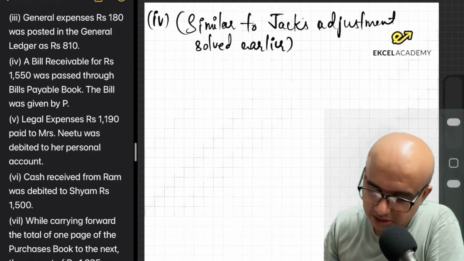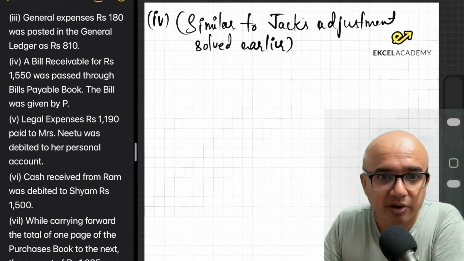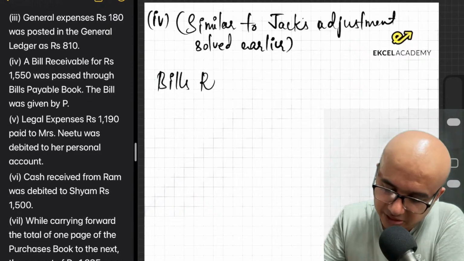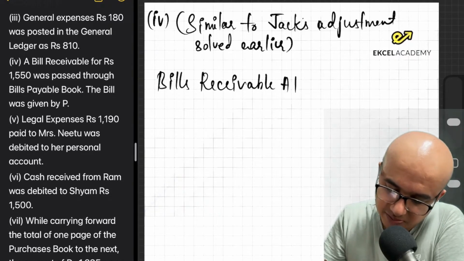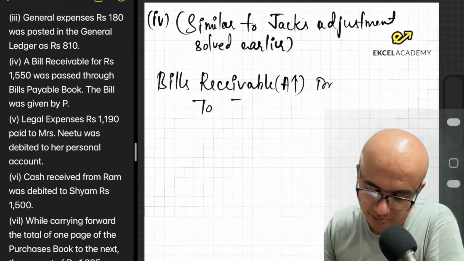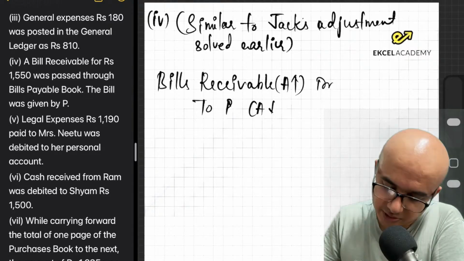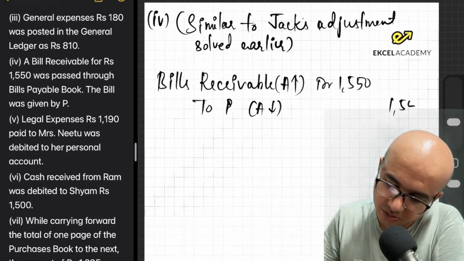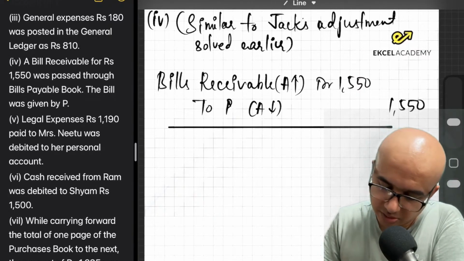Okay. So let me record this. What is the correct entry which they should have recorded? Bills receivable, increase in asset, debit. To what is the name of the party in this case? P, decrease in asset. How much? 1,550. Okay. Then this is the correct entry.